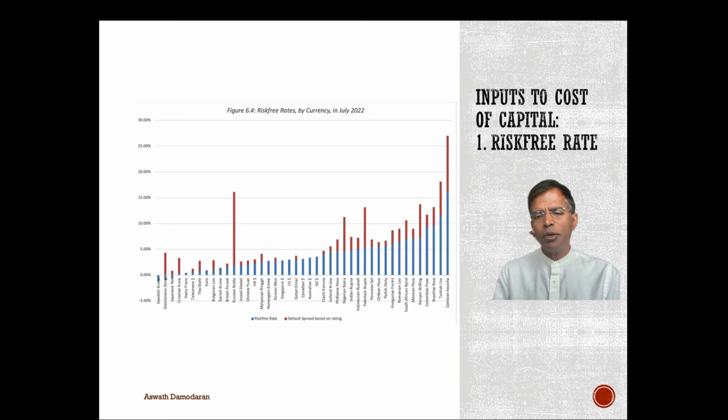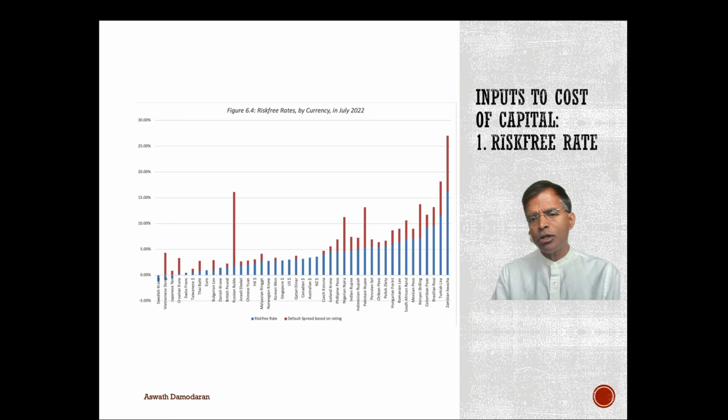I start with the government bond rate, that's in this graph, that's the height of the entire line. And then I subtract out the default spread. See this red portion? That is the default spread to get to the risk-free rate in that currency. At least in July of 2022, when I did this, the Zambian kwacha government bond rate was in excess of 25%. But there was a lot of default risk in the Zambian government bond. You net out that default risk, you end up with a risk-free rate of more than 15% in Zambian kwacha.